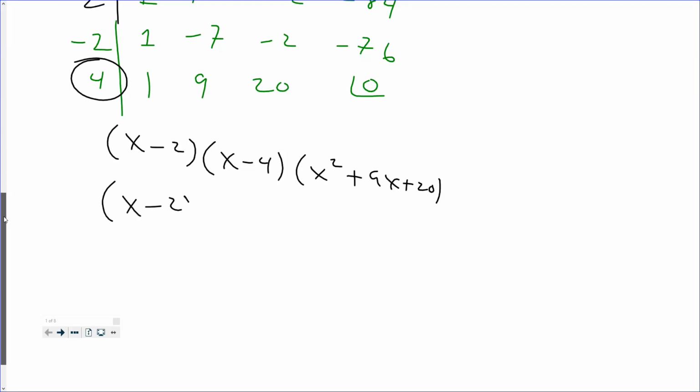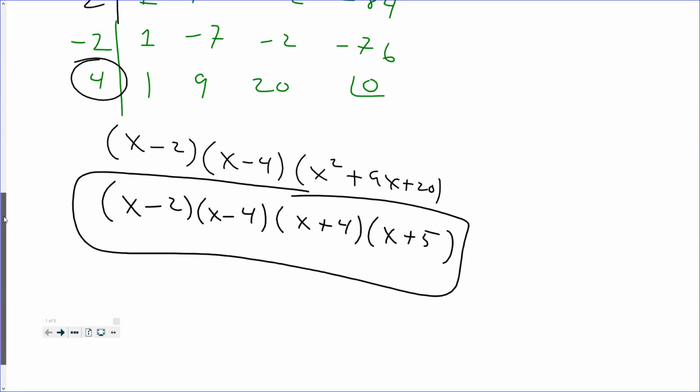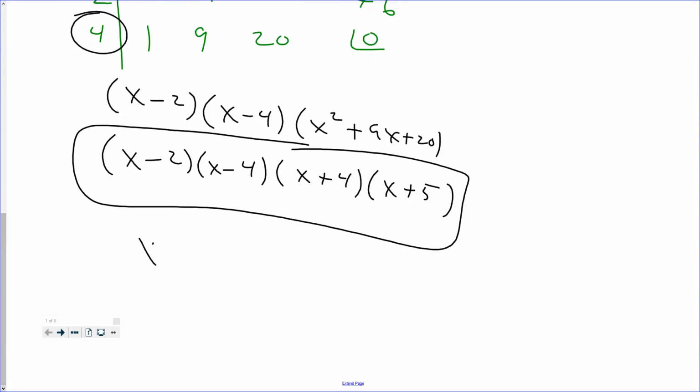And in this case, I can just factor. x squared plus 9x plus 20 factors to x plus 4, x plus 5. And that's your factor form. If you want your zeros, it's going to be the set of 2, 4, negative 4, negative 5.